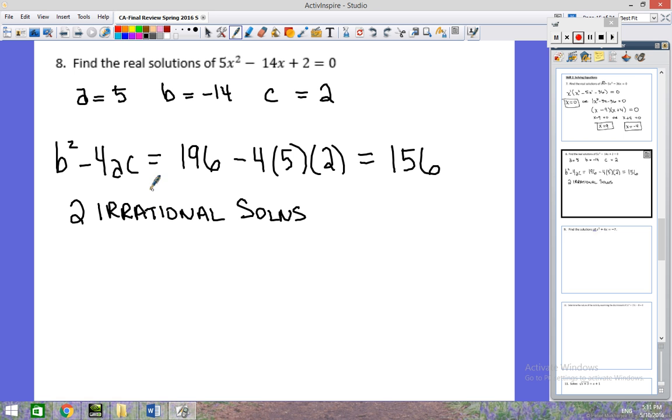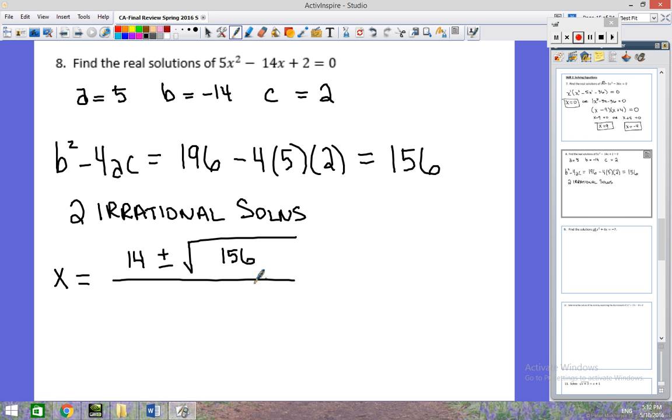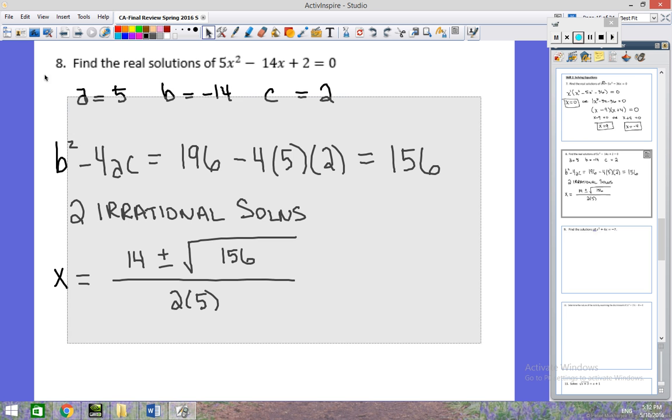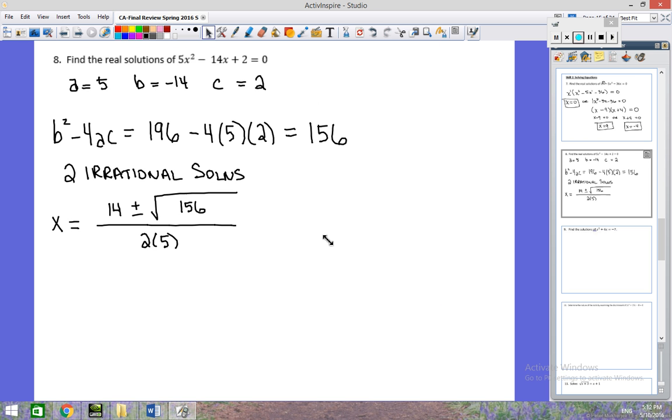So let's go and calculate that final answer. Alright, let's come back to our quadratic formula. The opposite of b, the opposite of negative 14 is positive 14, plus or minus the square root of the discriminant. Well, the b squared minus 4ac, we already found that to be 156. And divided by 2 times a is 5, so we have a 10 in our denominator. Now, let's take a look.